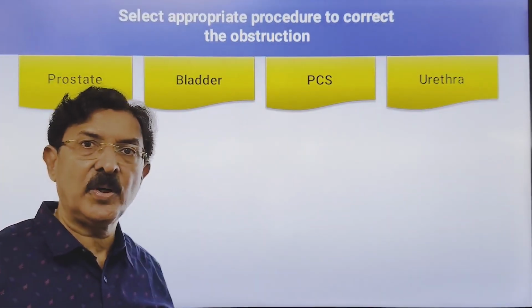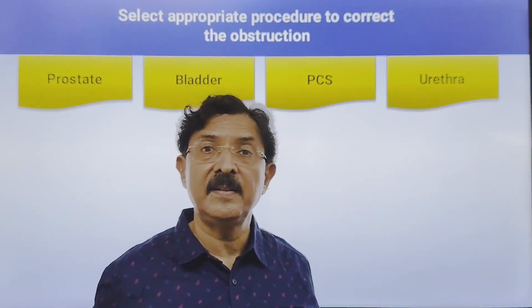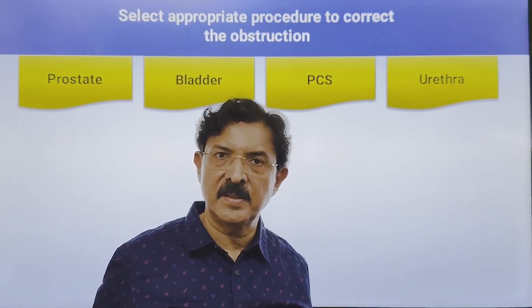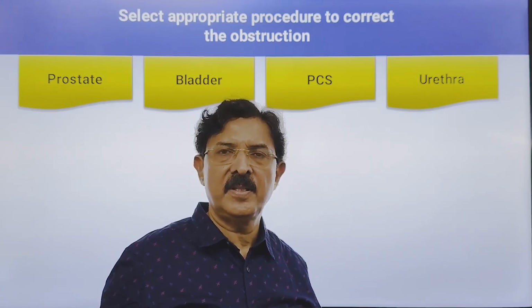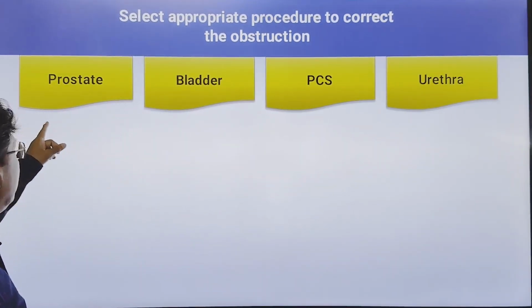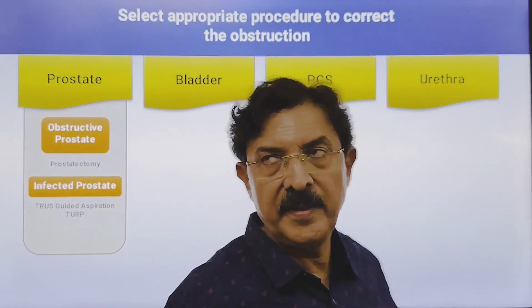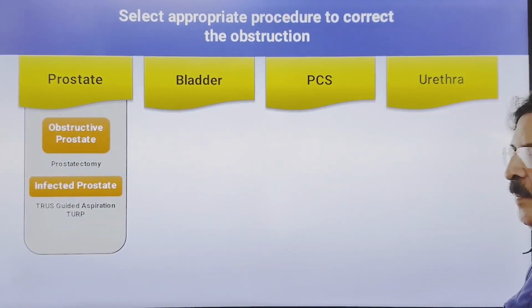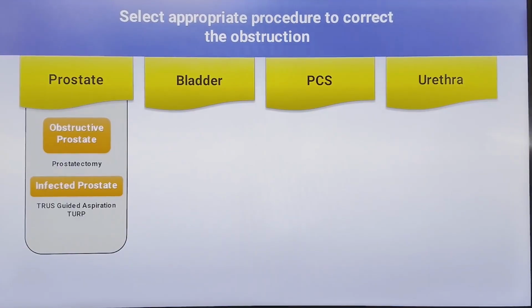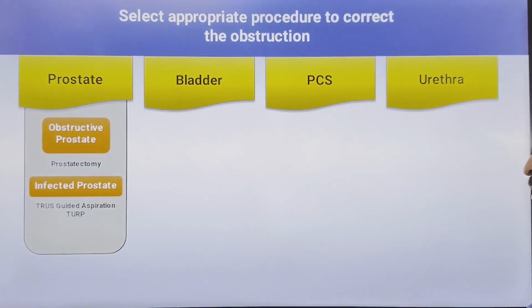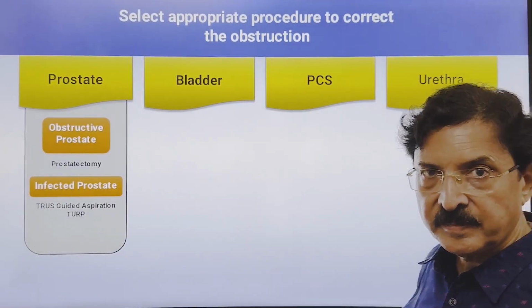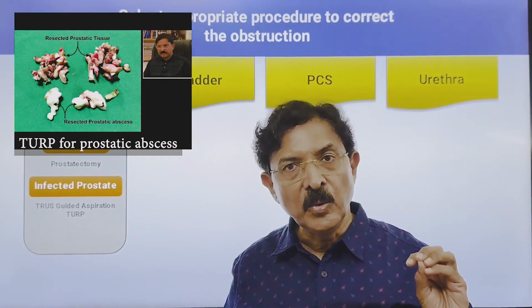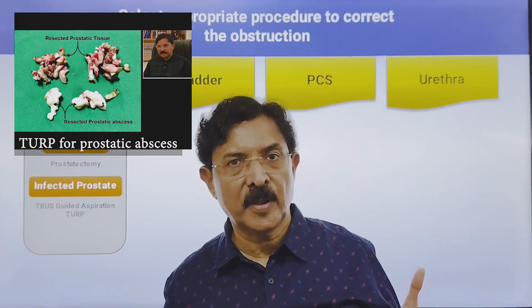Now coming to the second question, why should you choose the site? The second aspect is you have to select an appropriate procedure to correct the abnormality which is resulting in recurrent infection. If it is in the prostate gland, if it is obstructive prostate, the patient will require prostatectomy of some kind, laser, bipolar, whatever you do. Or if it is infected prostate, you may even do TRUS-guided aspiration and you may even do transurethral resection. I have separately put a video on YouTube on how to do a TURP in a patient who has developed prostatic abscesses.